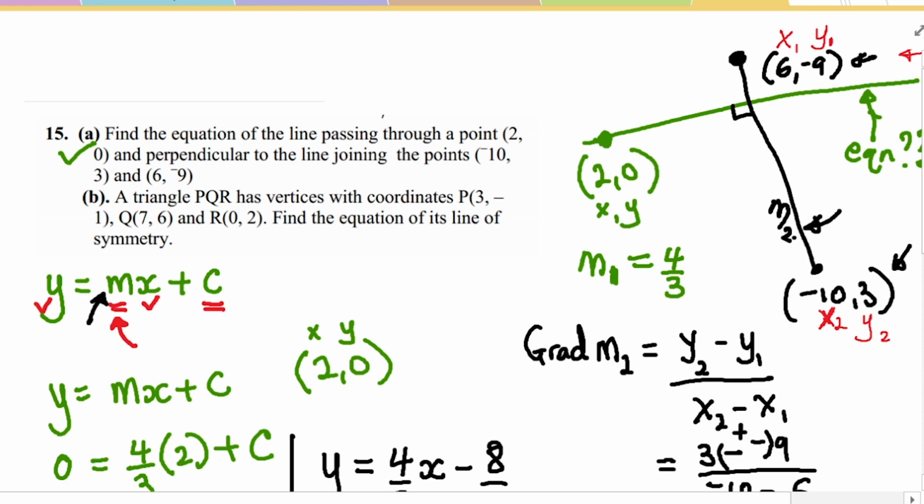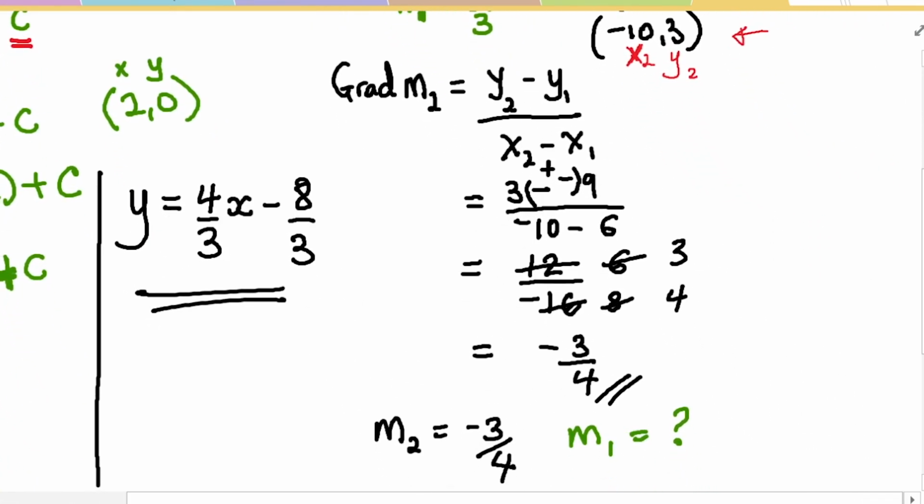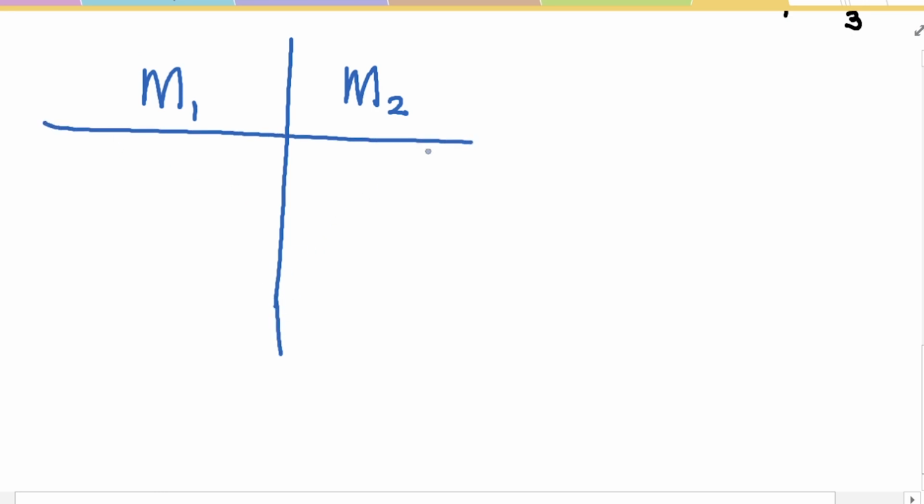Now, when we were doing this number, we went through quite, let me call it a lengthy process to get the gradient of the other line. Let me just show you a shortcut here, down here. Let's say we have two lines, line M1 and line M2. These are two lines, and they are perpendicular. Let me do some simple exercise here.